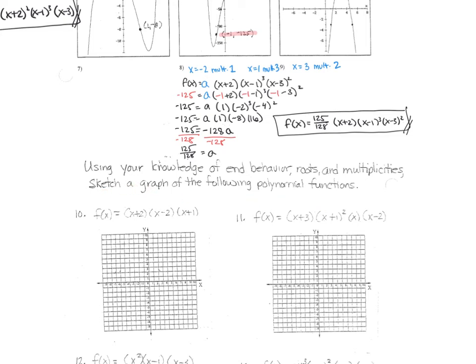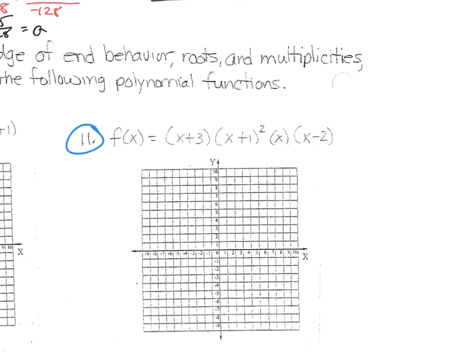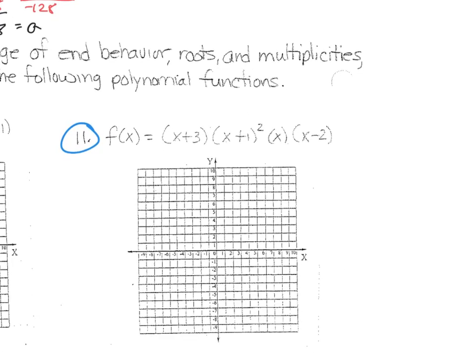So we can see for problem number 11, the A value is 1, but I'm not going to have you make a table or anything. We're just going to look at the behavior. So if we look specifically at those roots and multiplicities, I'm going to do what we have been doing, but backwards. Instead of looking at the root and writing the factor, we're looking at the factors, writing the root.